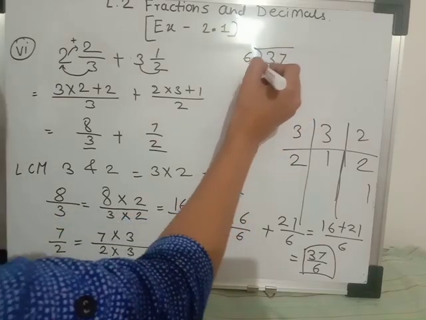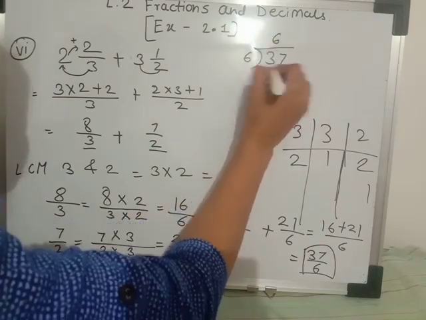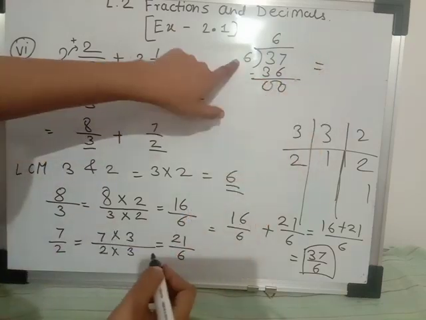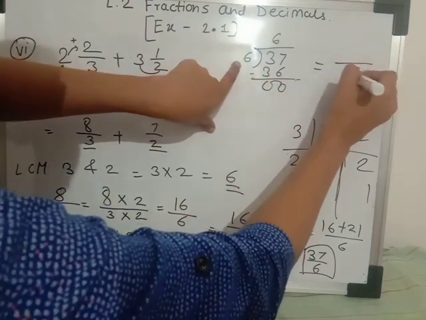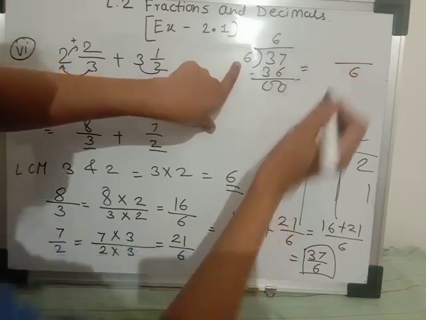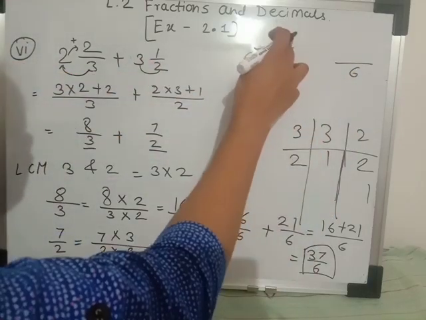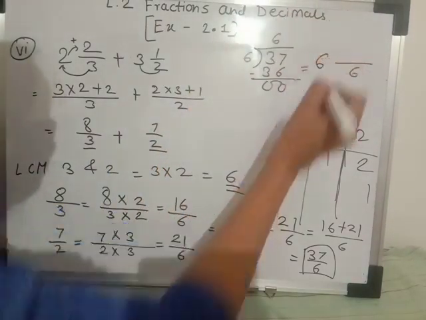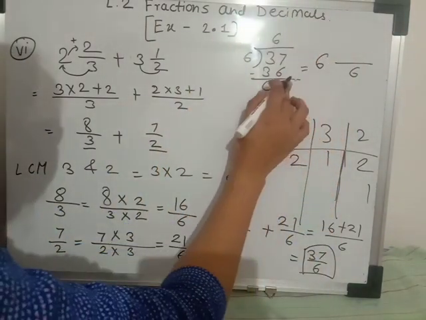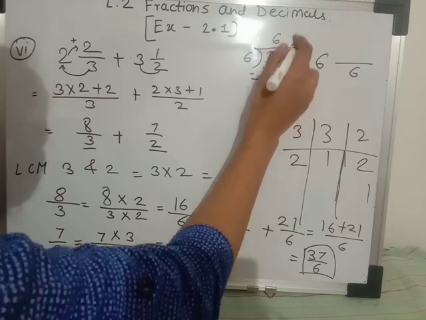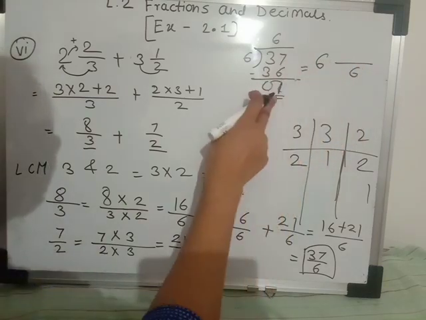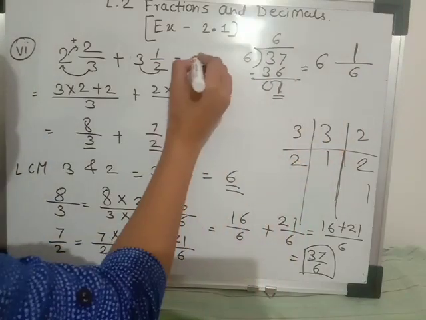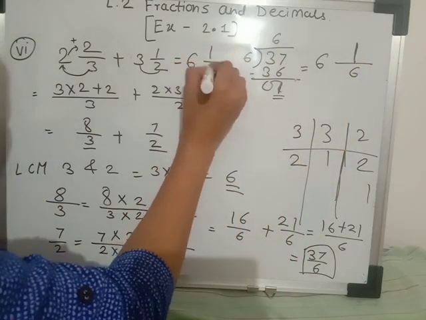So here 6 6s are 36. Okay, so here 0. Whatever the denominator is, that will be your same denominator for the mixed fraction also. Whatever your quotient is, that will be your whole number. Okay, and 37 minus 36 is 1. Whatever your remainder is, that will be your numerator. So here we got the answer 6 1 upon 6.